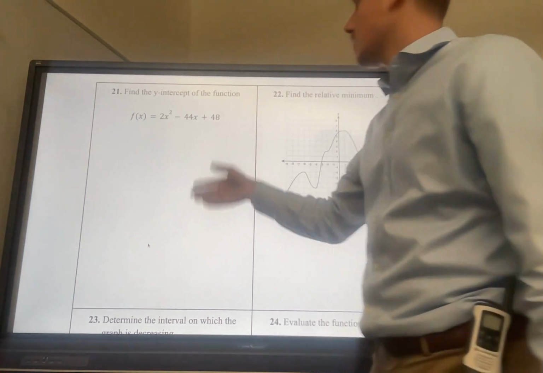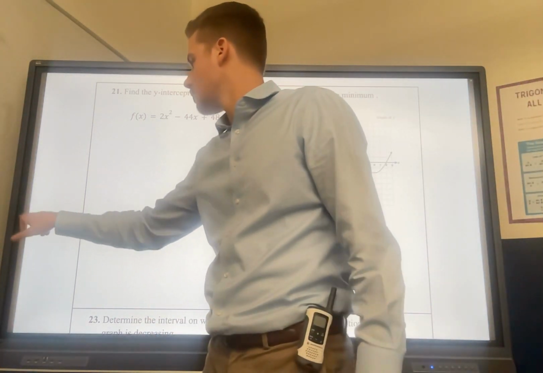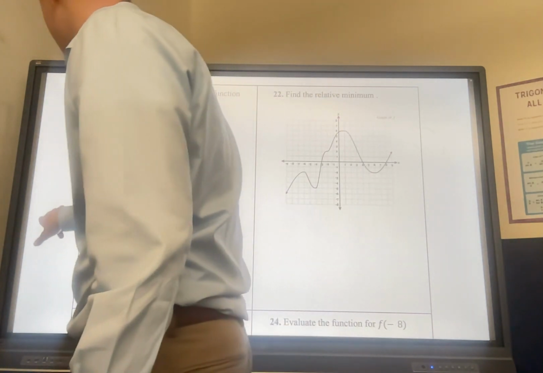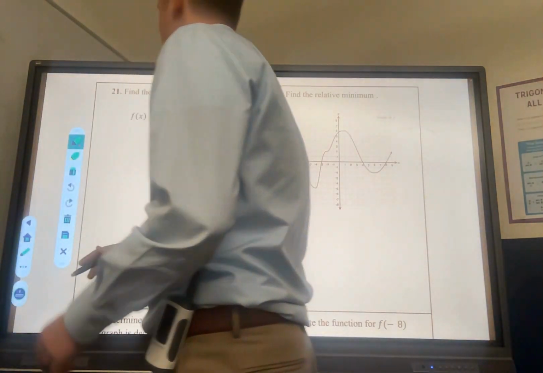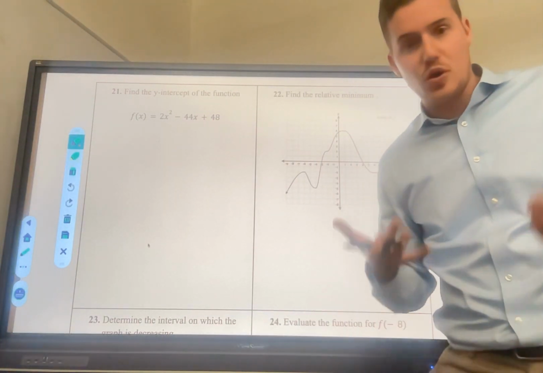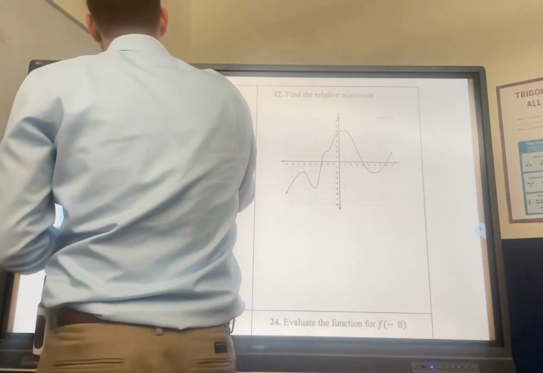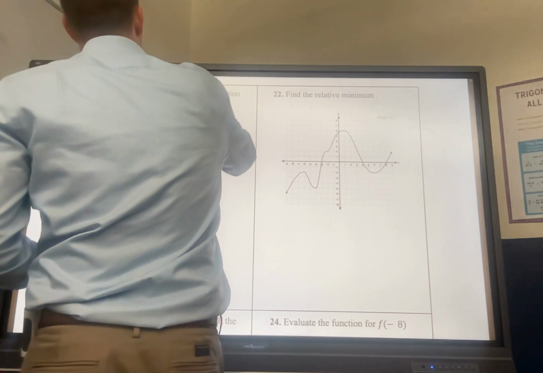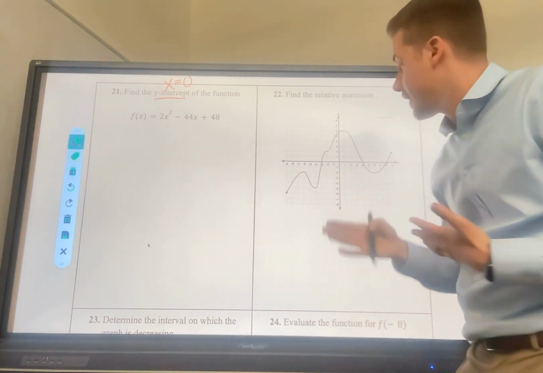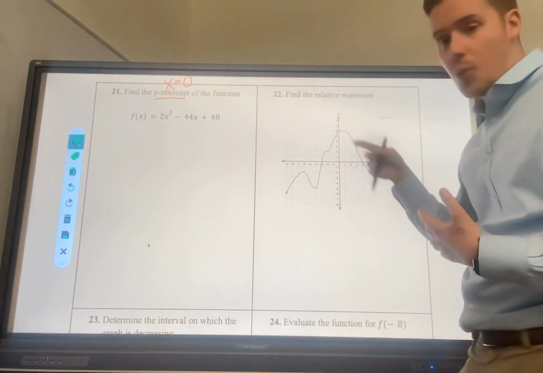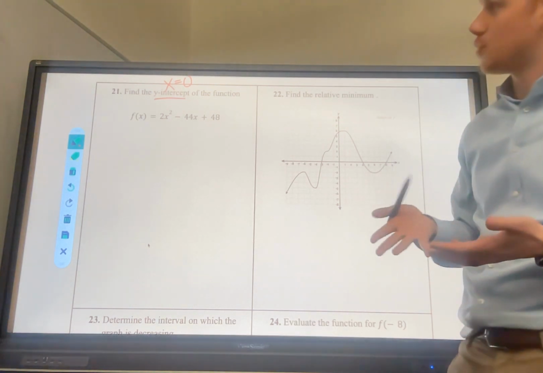All right, question 21 says find the y-intercept of the function. Anytime you want to find the y-intercept, remember the y-intercept is where x equals 0. If you want to look at an example of a graph, wherever the y-intercept happens, that's when x equals 0. And so that's really the easiest way to solve this.